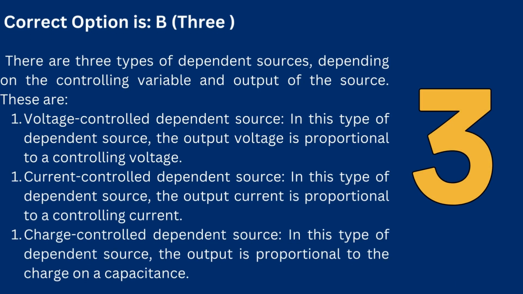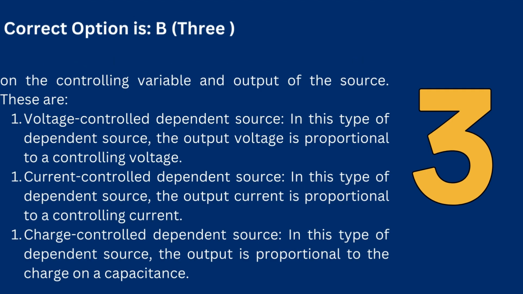There are 3 types of dependent sources depending on the controlling variable and output of the source. First, voltage controlled dependent source: in this type of dependent source, the output voltage is proportional to a controlling voltage. Second, current controlled dependent source: in this type, the output current is proportional to the controlling current. And third is charge controlled dependent source: in this type, the output is proportional to the charge on a capacitance.